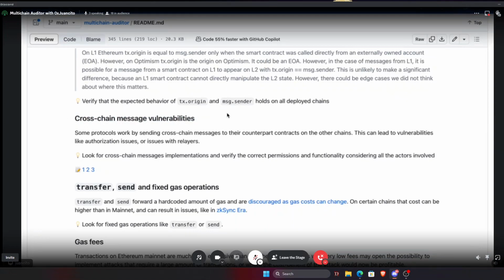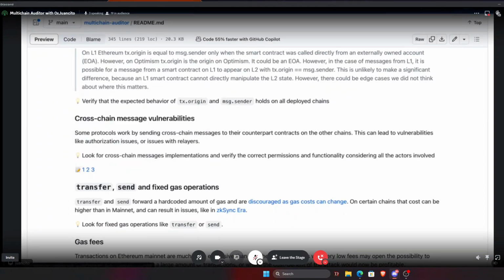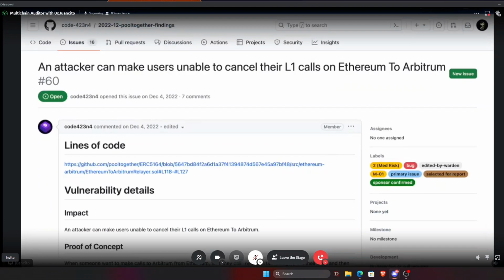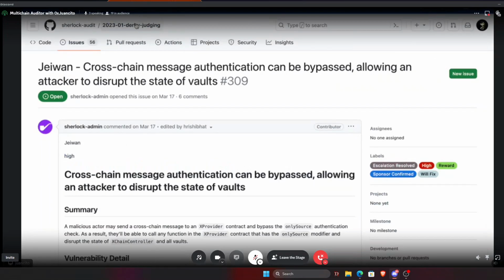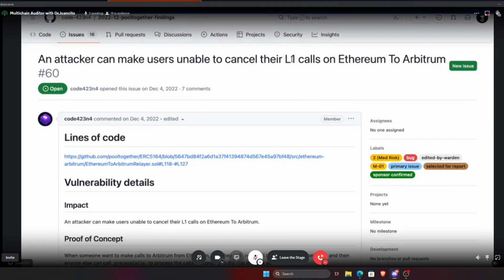Let's jump into one. So, as you know, some protocols do cross-chain messaging, and cross-chain messaging might introduce new issues. So there's no specific rule for this, but I can give you some examples. I'll give you 2 examples here on 2 different protocols, on PoolTogether and on Derby. And in PoolTogether, there's a function in L1 that calls Arbitrum.